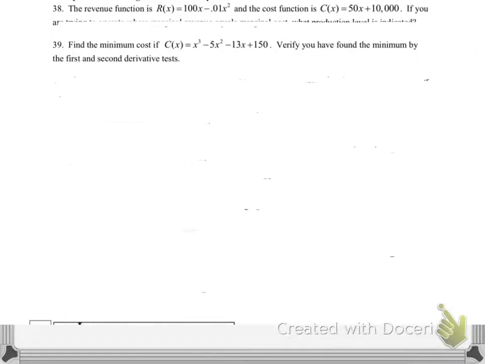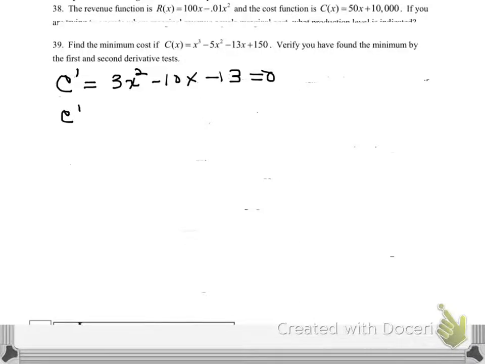All right, question 39 says find the minimum cost if this function is my cost function. And then I have to verify I found the minimum by both the first and the second derivative tests. So first thing I'm going to do to find the minimum, I'm going to find the first derivative and set it equal to 0 and solve. Because where the slope is 0, that could potentially be my minimum. So c prime is going to equal 3x squared minus 10x minus 13. Okay, set that equal to 0.